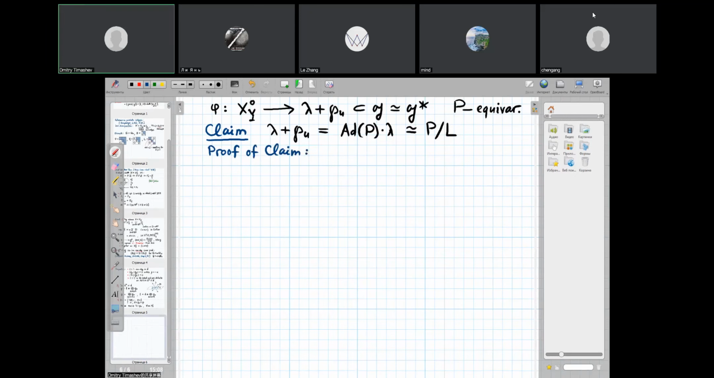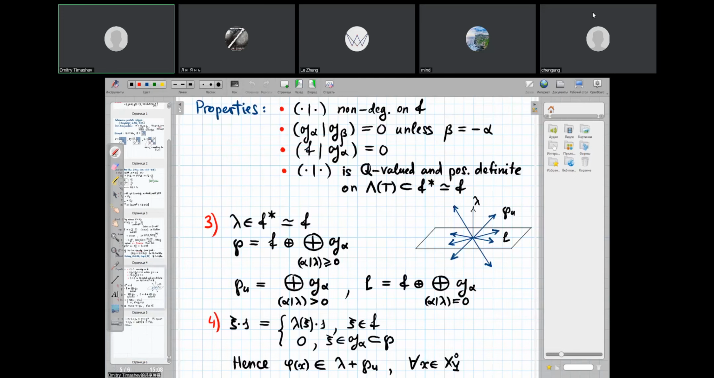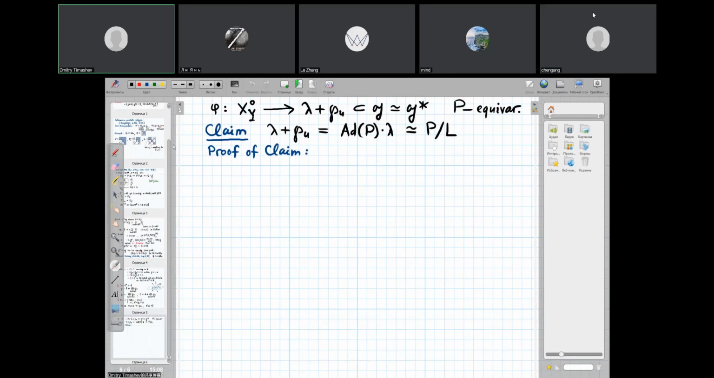Well, first of all, observe. Recall that we view lambda as a vector in T by this identification. And we can consider the adjoint operator of this vector lambda. Now, let me shift it to the next slide like this. Well, the adjoint operator of this lambda.